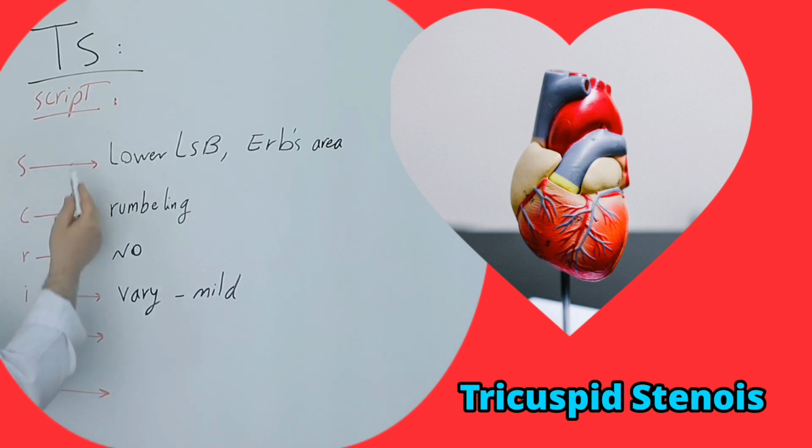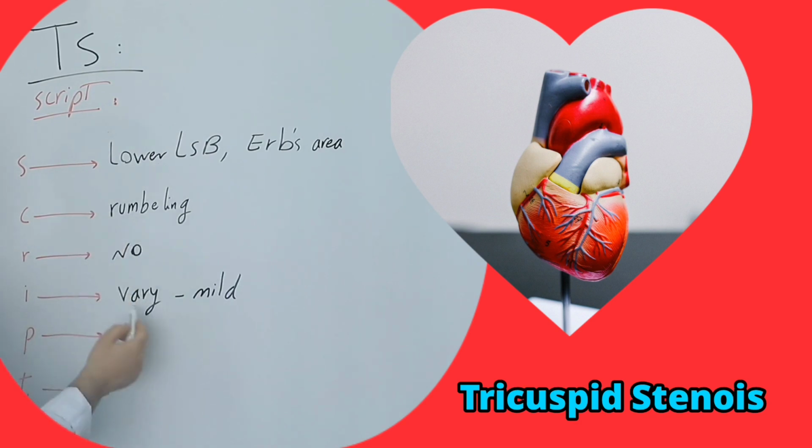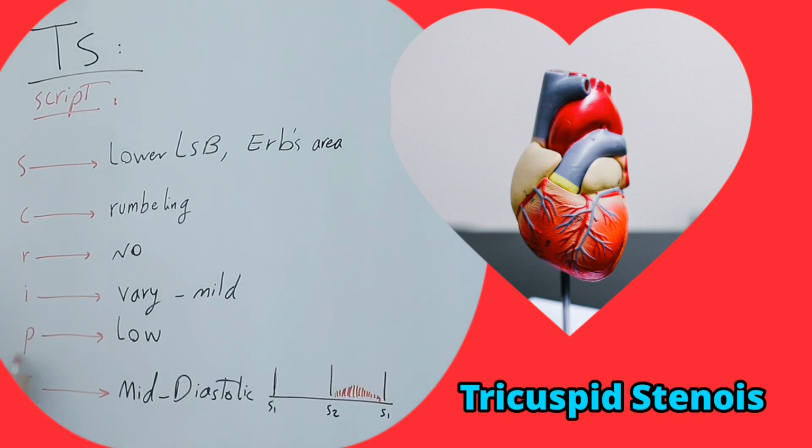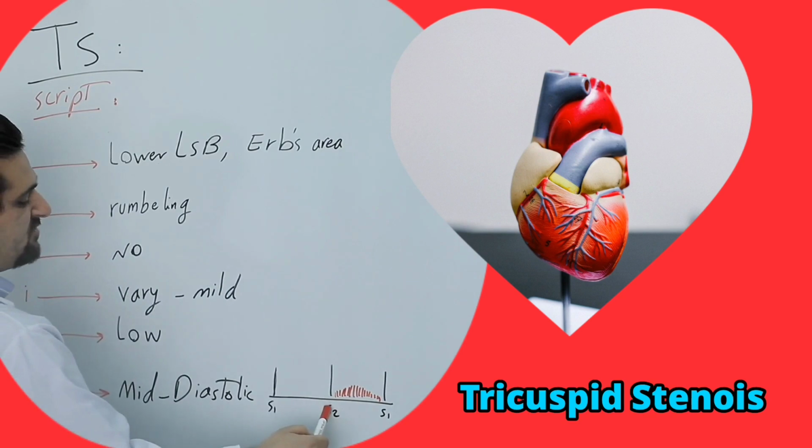I stands for intensity. The murmur from TS depends on the pressure gradient across the valve, and its intensity can vary, but it's usually mild. P stands for pitch. This murmur is low-pitched and low frequency. T stands for the timing of the murmur caused by TS, which is diastolic, meaning it's heard between S2 and S1.